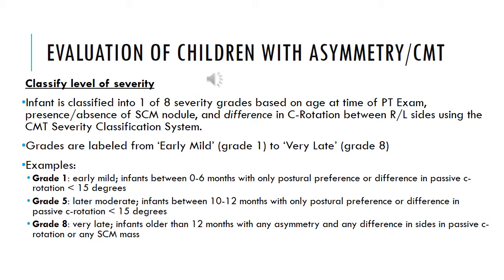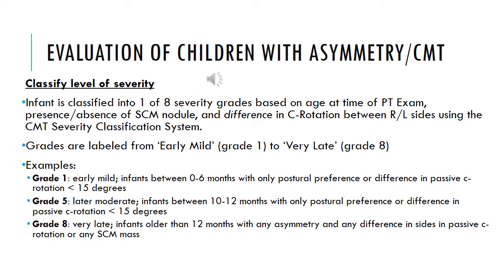full recovery. If you look at the examples below, you can certainly see that grade 1 is the most mild form of CMT, and then grade 8 is the most severe form. You're not responsible to know what is contained within each grade, but you should understand what variables are looked at and a general flow or progression of the grades as they progress.